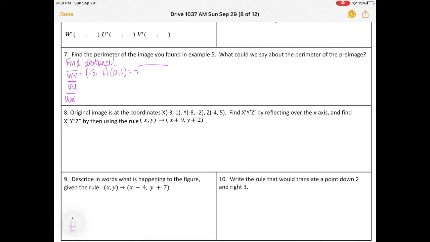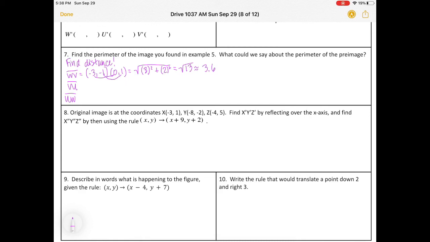So WV, the points were -3, -1, and then 0, 1. Okay, I put that into my distance formula. All right, first part, I do the distance between the x's. So -3 to 0, that's 3 apart. I square it, plus distance between the y's. -1 and 1 are 2 apart. Please use your calculator if you are struggling on those parts, okay? All right, that simplifies to 9 plus 4, which is the square root of 13, which is approximately 3.6, okay?